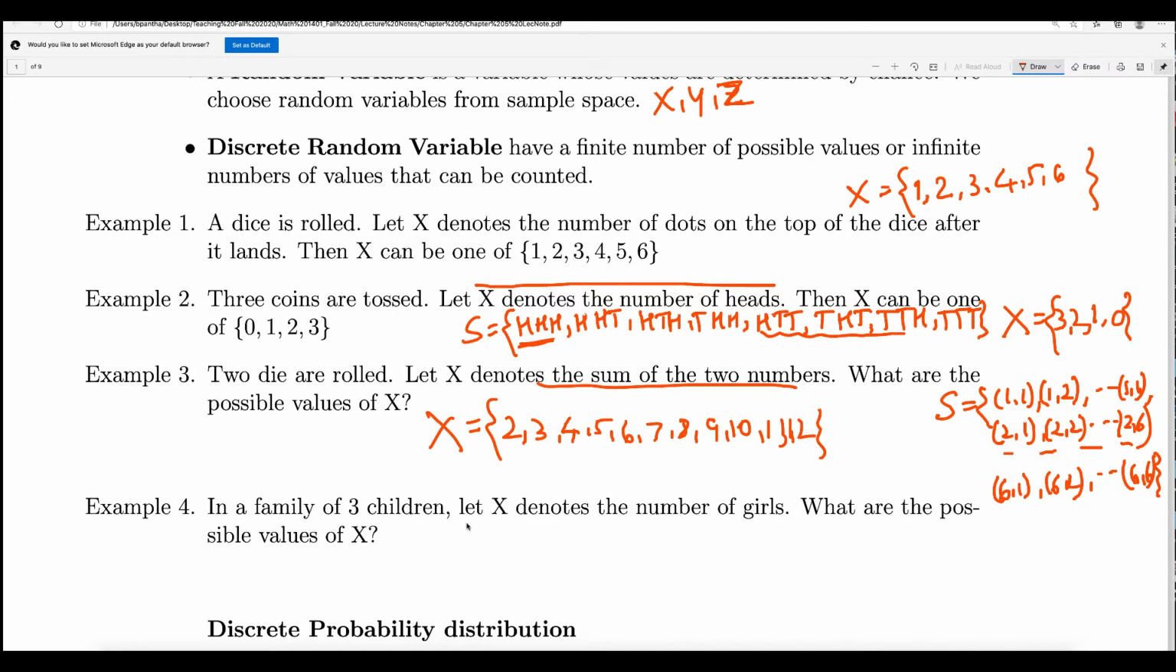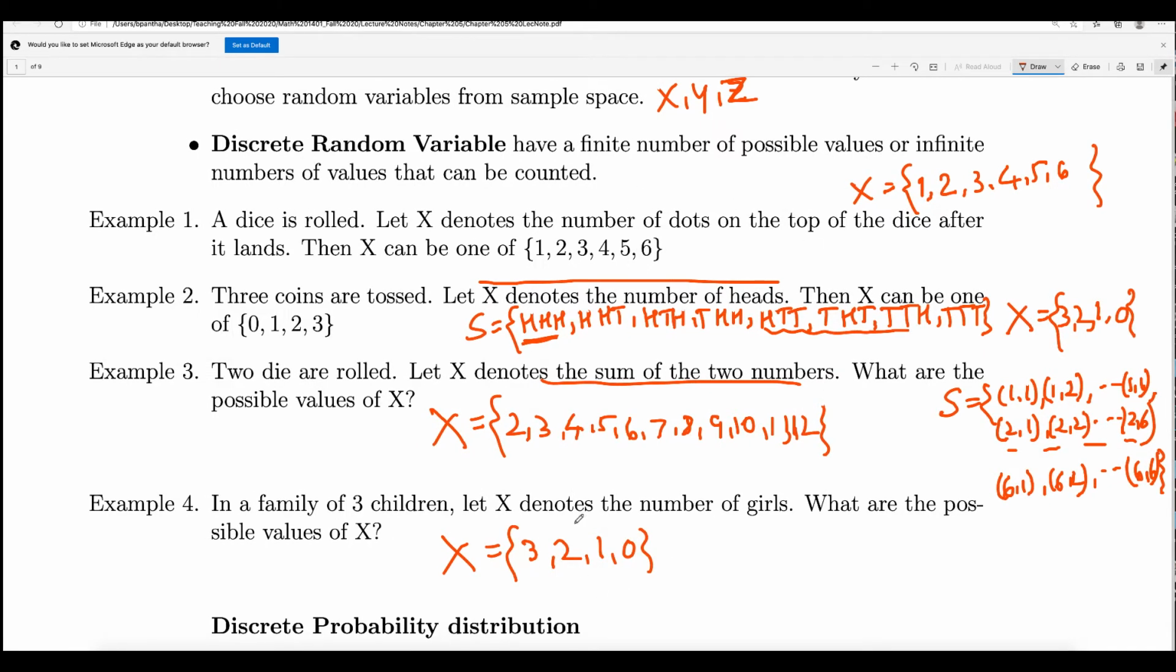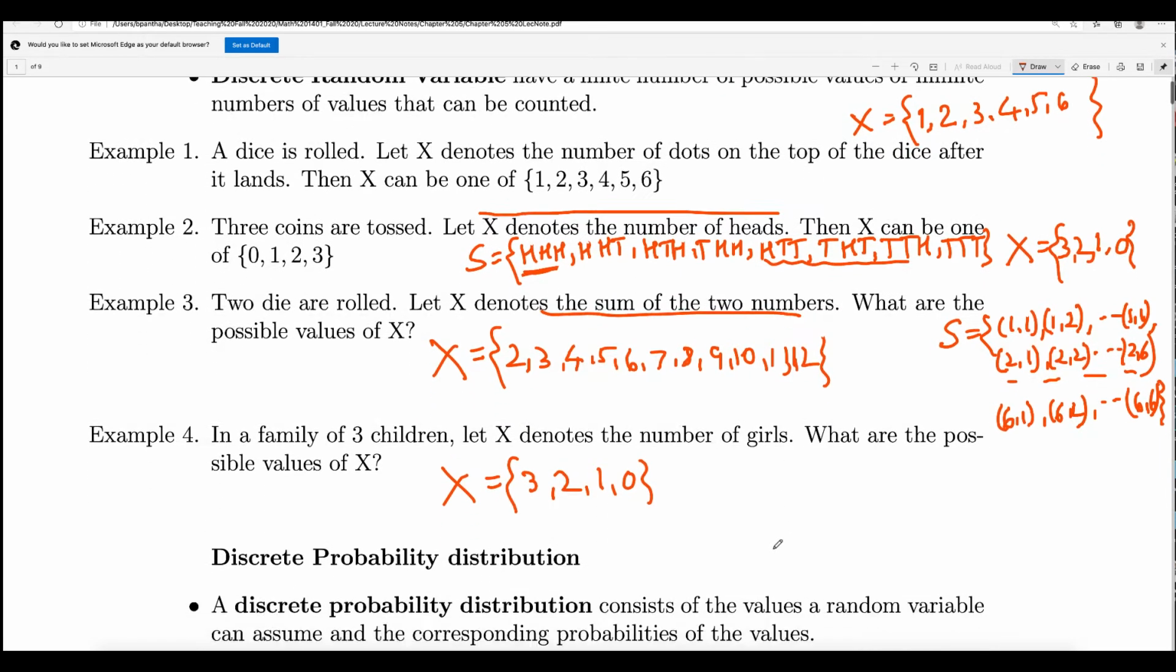So how many girls can there be? X is the number of girls. So there can be all 3 girls, or 2 girls, or 1 girl, or 0 girls, right? These are the possible values of X, which denotes the number of girls. Or the number of boys also, you will get the same numbers. What are the possible values for X? These are the possible values of X. So in all these examples, X is the random variable.